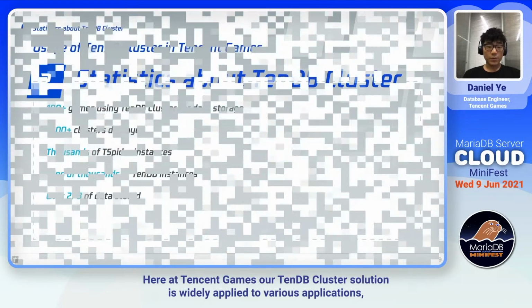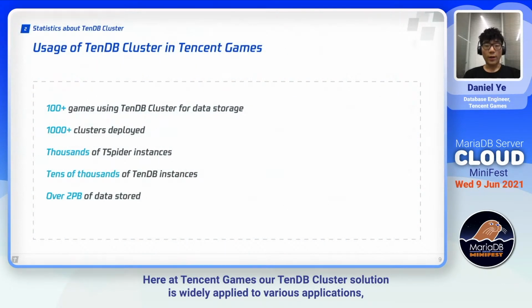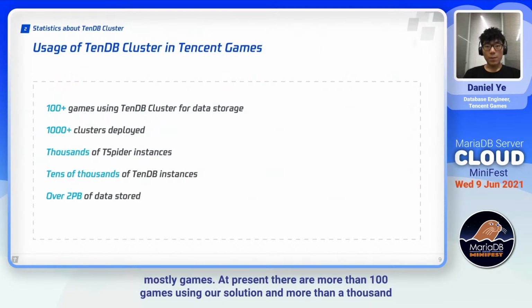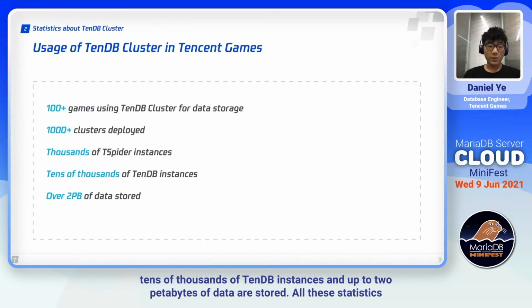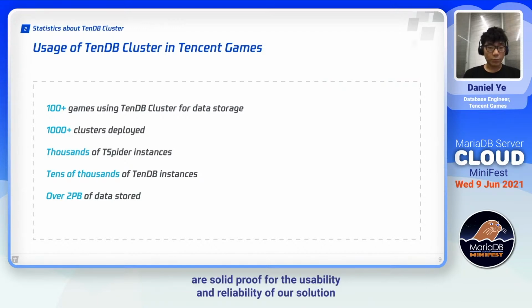Here at Tencent Games, our TenDB cluster solution is widely applied to various applications, mostly games. At present, there are more than 100 games using our solution, and more than 1,000 clusters are deployed. Within those clusters, there are thousands of TSpider instances, tens of thousands of TenDB instances, and up to 2 petabytes of data are stored. All these statistics are solid proof for the usability and reliability of our solution, and also the motivation for us to keep improving and innovating.